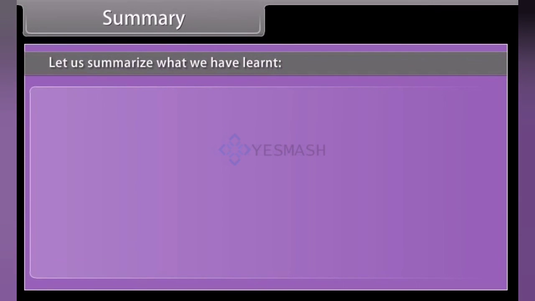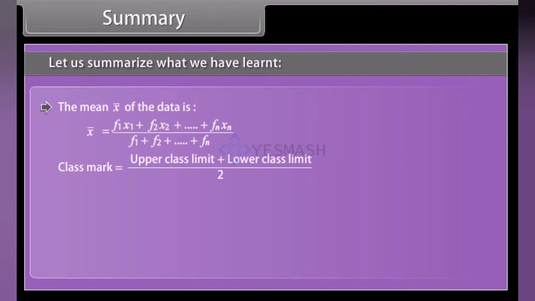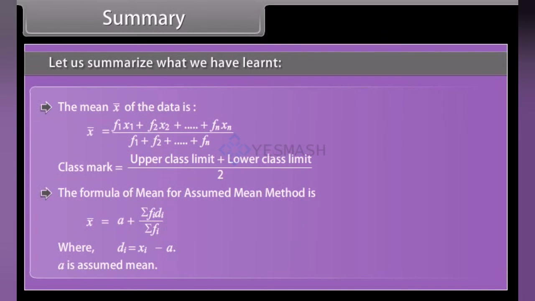Summary. Let us summarize what we have learned. The mean x bar of the data is x bar equals (f1 x1 plus f2 x2 plus and so on plus fn xn) by (f1 plus f2 plus and so on till plus fn). Class mark equals (upper class limit plus lower class limit) upon 2. The formula of mean for assumed mean method is assumed mean plus summation of the product of fi and di divided by summation of fi, where di is equal to xi minus a. a is assumed mean.